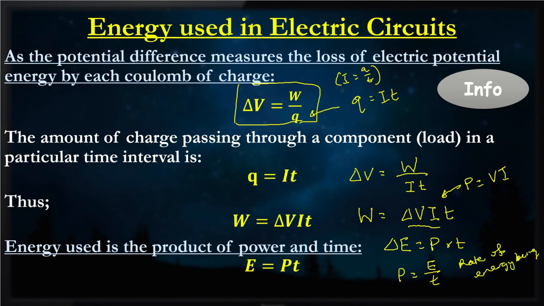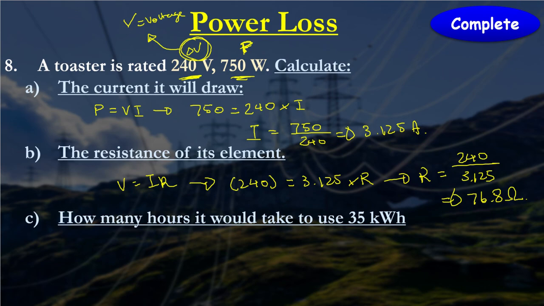So power and energy aren't actually the same thing. Energy is the ability to do work, so that is to make things move. Power is how fast the energy is being used up. So that's the difference we have there.